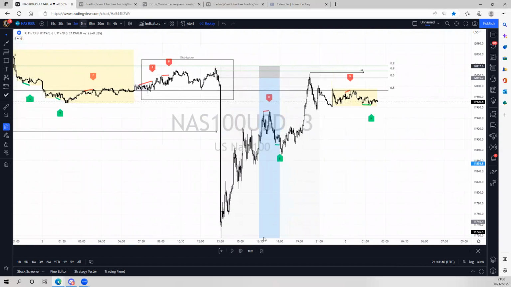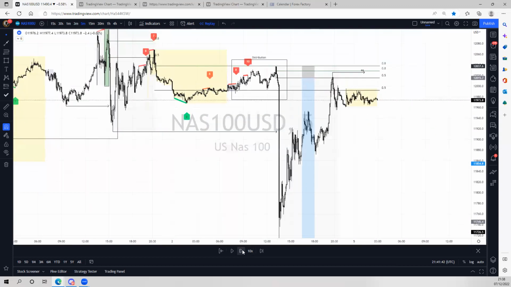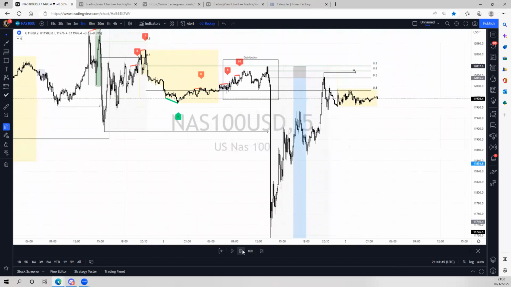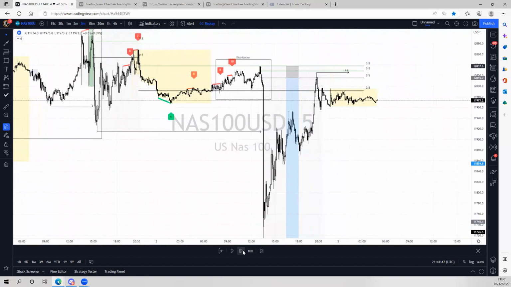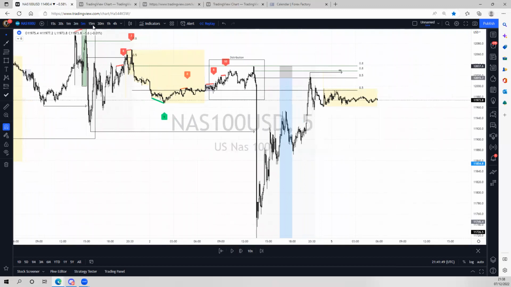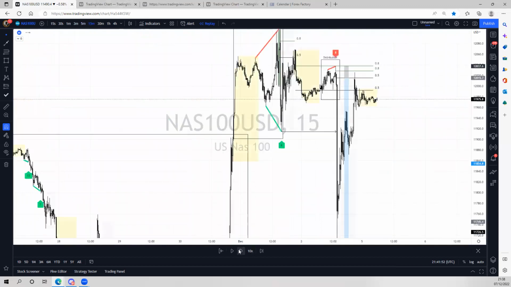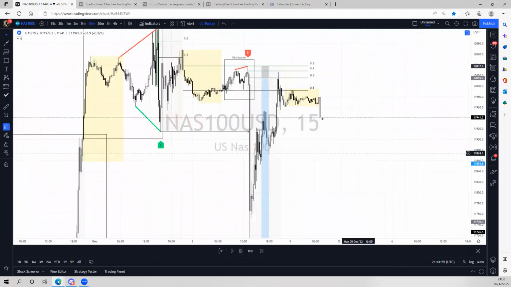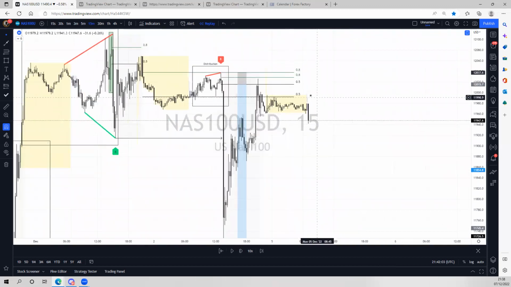Jump to the 5. 15. See, if now in London, this forms, let's say it takes my reduced risk and it forms a schematic and breaks lower, that's the distribution. It gives the UTAD, taking out all the liquidity here, and taking out this break, enter off the 50 to 80. I'll just mark it out.